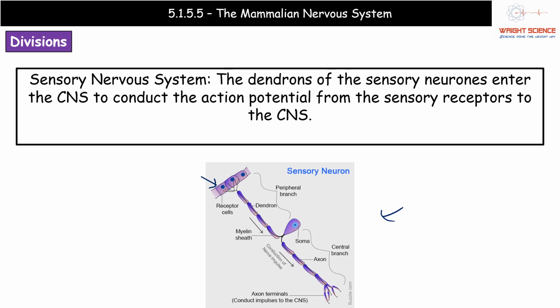And then we've got our axon that goes along to the axon terminals, which will connect to the central nervous system, because obviously this is a sensory neuron, so it's going from receptors to the central nervous system. So what's going to happen here then is once those receptor cells have detected some kind of a stimulus, then the dendrons of that sensory neuron are going to then enter the central nervous system. So that conducts the action potential from the receptor cells to the central nervous system itself.